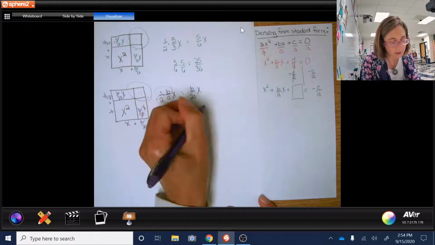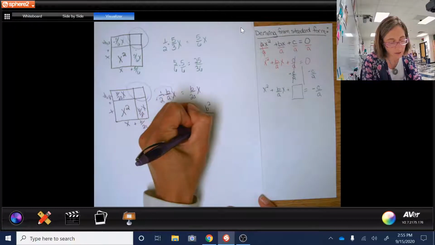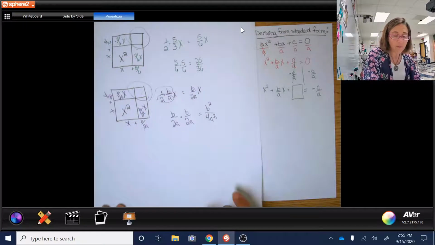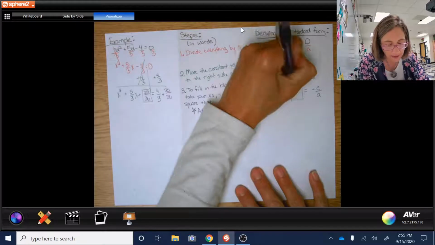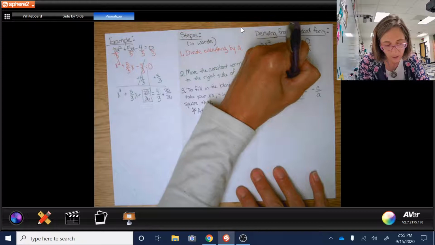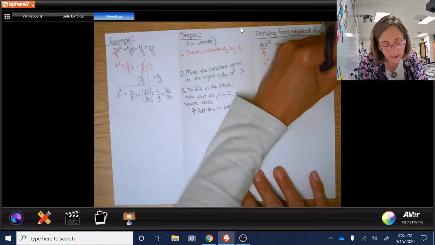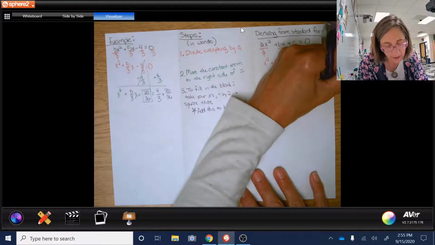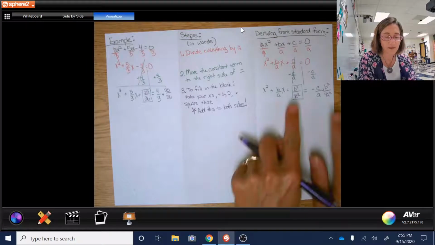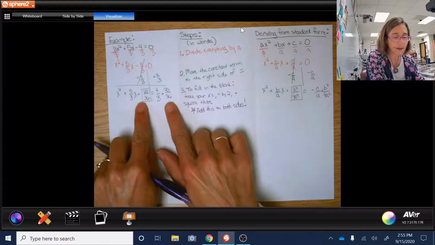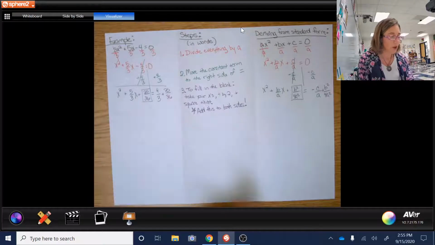So in my numerators, I'm going to get a b squared. My denominator, that would be 4a squared. So that's what will complete this square. So I'm going to add that b squared over 4a squared. I need to balance it and add it on the left and the right of the equation. Okay, so I'm being fair on both sides of the equation, just like I was over here with the 25/36 that I added on both sides.